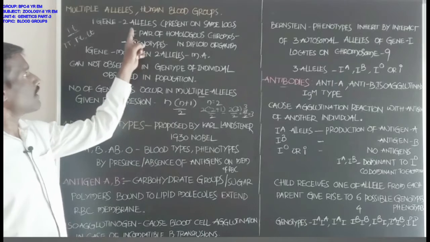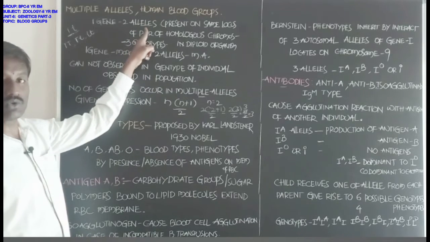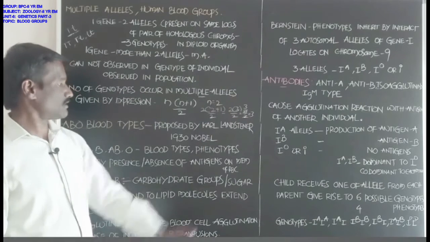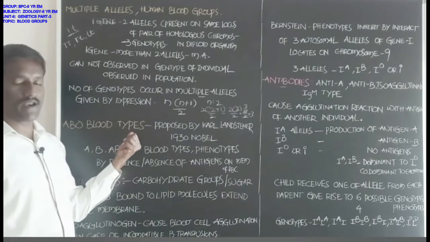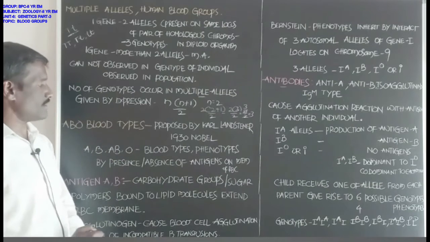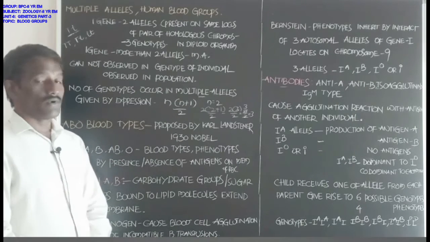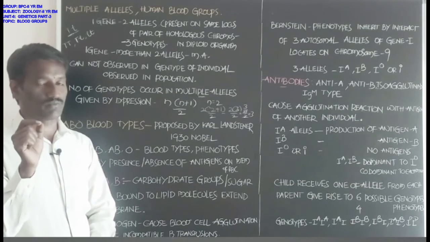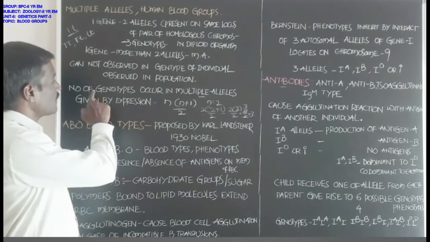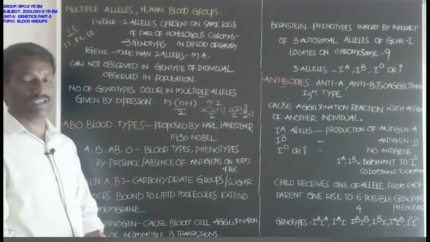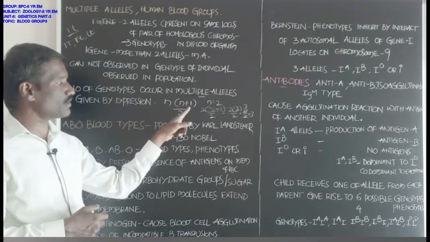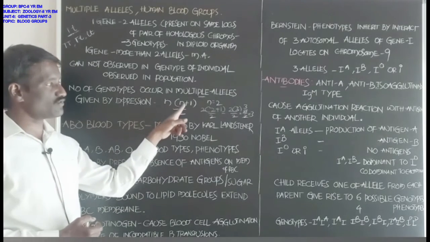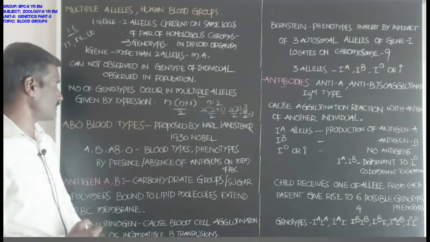If the number of alleles is 2, how many genotypes are present? Three genotypes are present. Next, ABO blood types. If you know the number of multiple alleles, the number of genotypes is estimated by the formula n into n plus 1 by 2, where n is replaced with the number of multiple alleles.